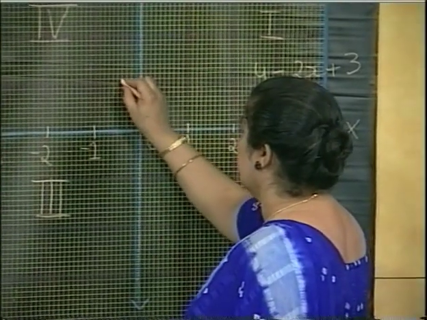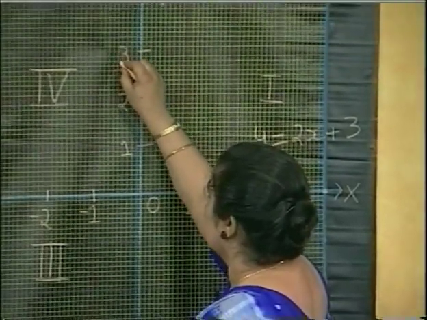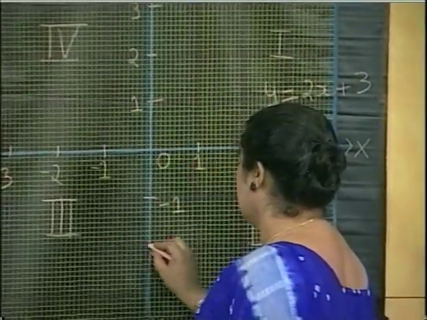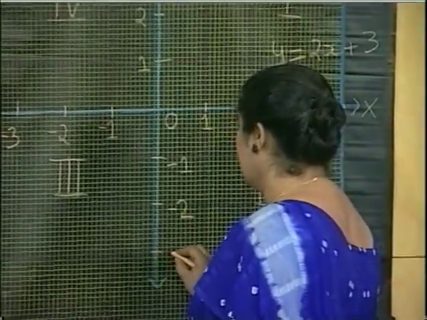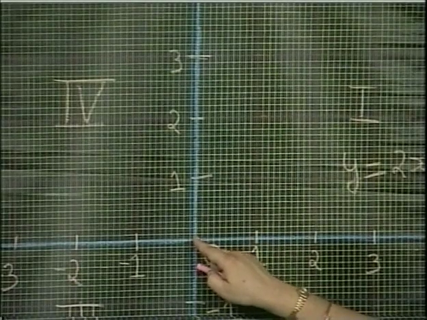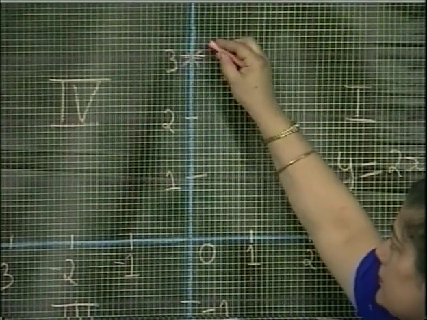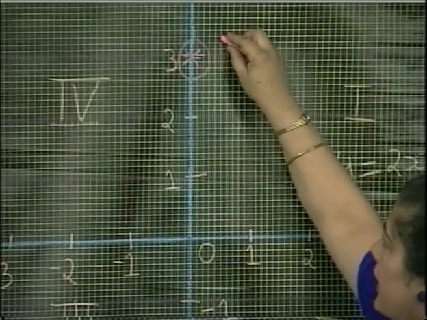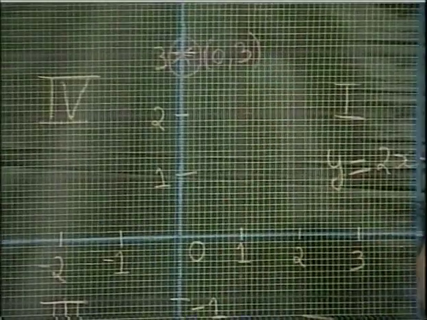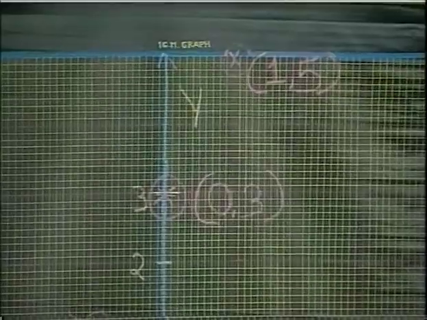For y, 1, 2, 3. For the negative side we have minus 1, minus 2, minus 3. Now children, for plotting the values, we take 0, 3, x is 0 and y is 3. So we put a plot here, that is 0, 3, and we write 0, 3. In this way we can plot all the points on the graph paper and let us see what is the position of the points.